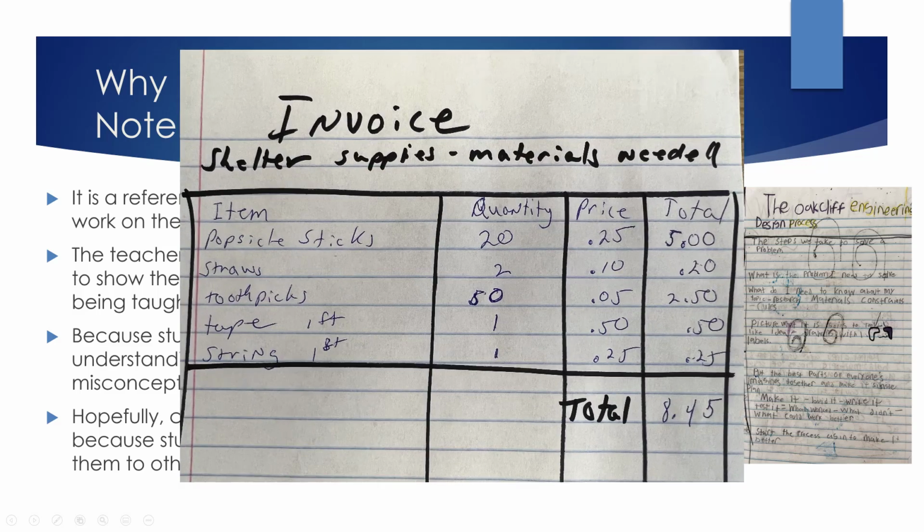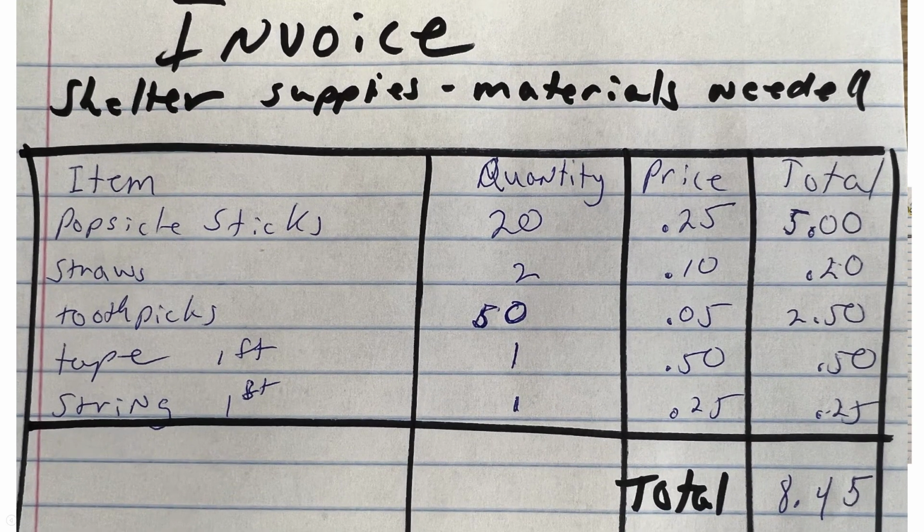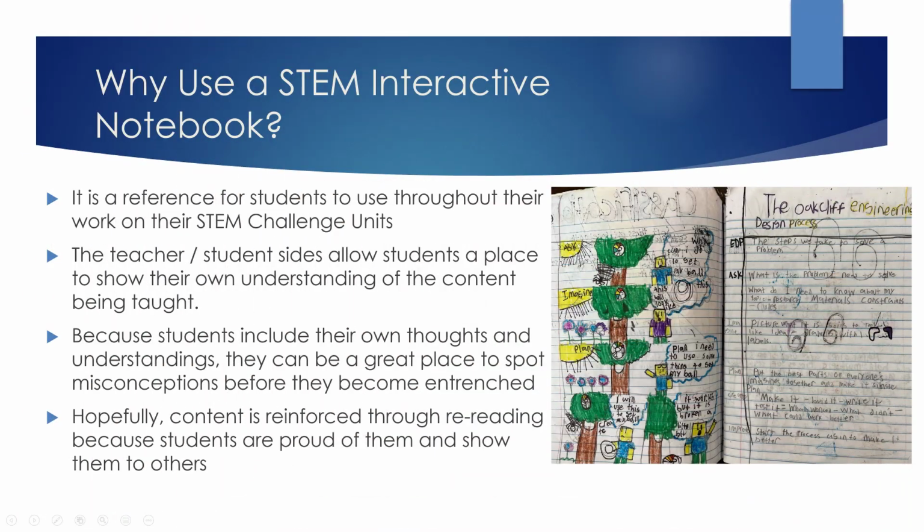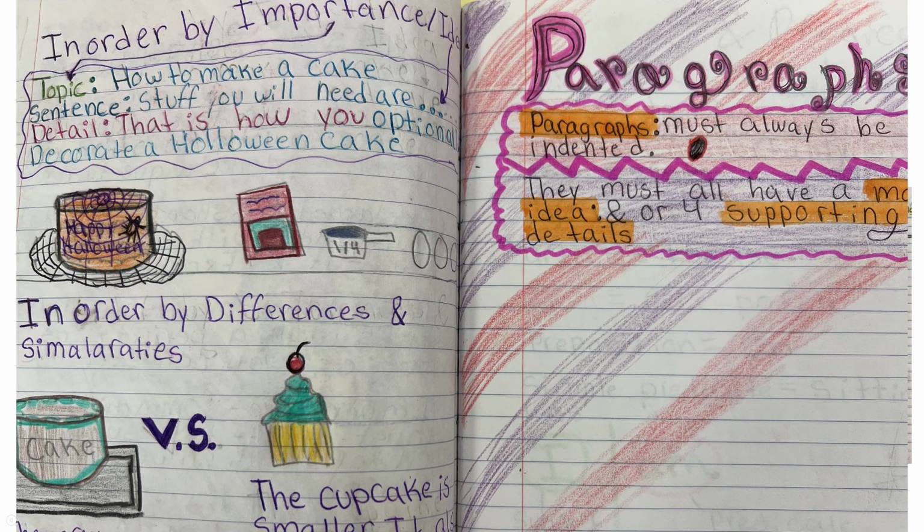For example, if students will need to create an invoice for the materials they will use to build their solution to a problem, then the math lessons, such as how to add, subtract, multiply, and divide, should be in here. If they will be writing to persuade the PTA or a partner to use their solution, the lessons on how to organize persuasive writing should be in here.